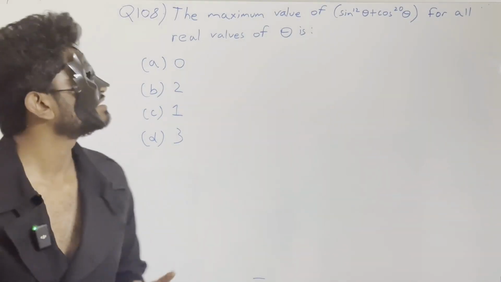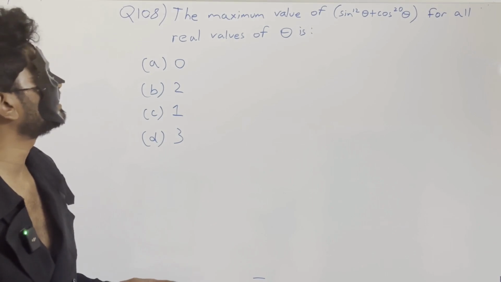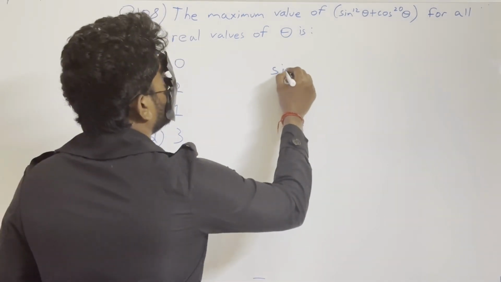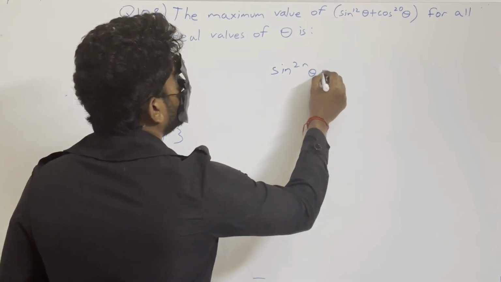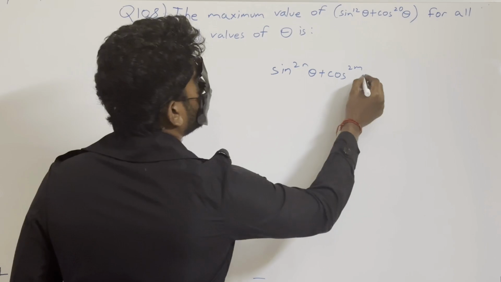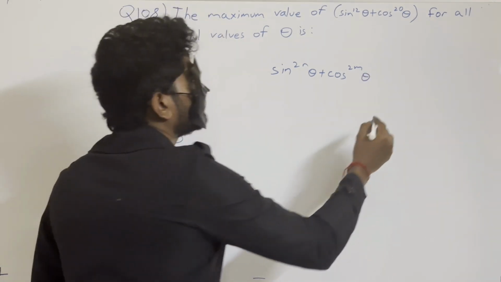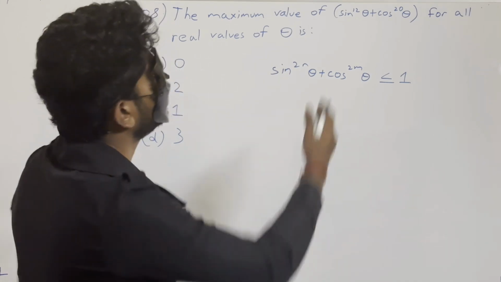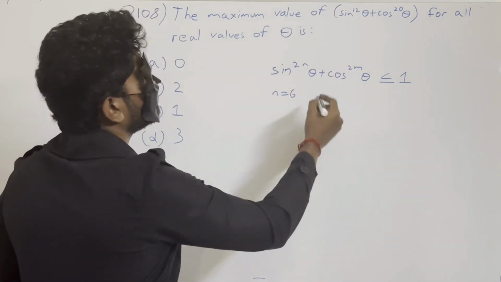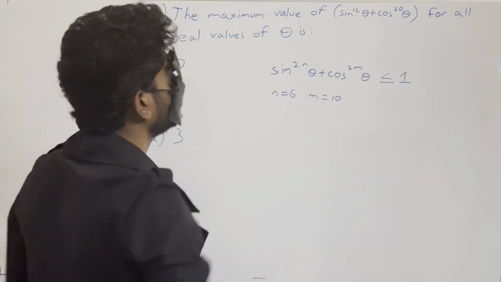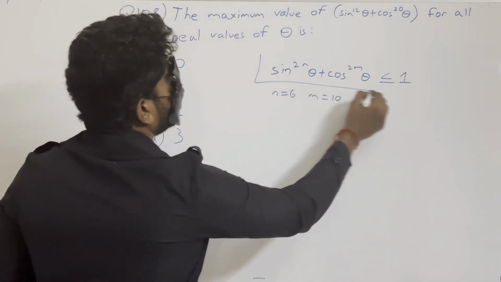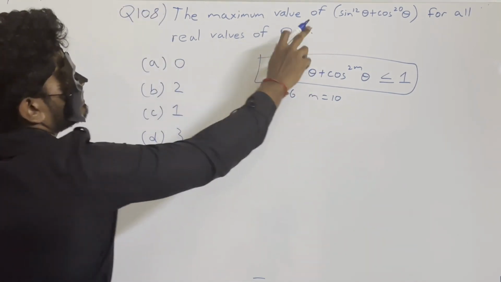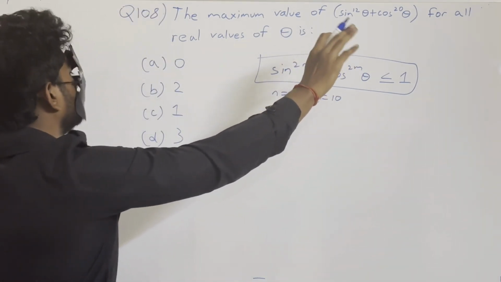So superhumans, next question is the maximum value of sin power 12 theta plus cos power 20 theta for all real values of theta. So this you need to remember in higher trigonometry, that is sin power 2n theta plus cos power 2m theta. Its maximum value is nothing but 1. So here n and m can be any value. Here, according to this question, n is equal to 6 and m is equal to 10. You memorize this formula. So the maximum value of sin power 12 theta plus cos power 20 theta is nothing but 1.